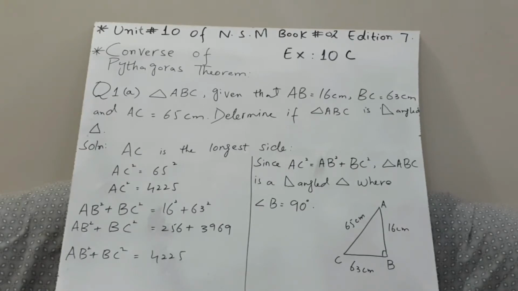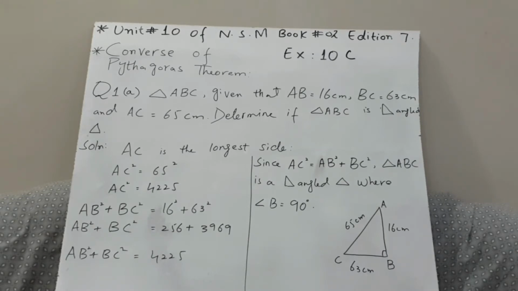So in question number 1's A part, we have been given triangle ABC, given that AB length is 16 centimeters, BC length is 63 centimeters, and AC side length is 65 centimeters. Determine if triangle ABC is a right angle triangle. Okay, so we have to prove this. If we are given the three side lengths of a triangle, we have to prove whether that triangle is a right angle triangle or not.